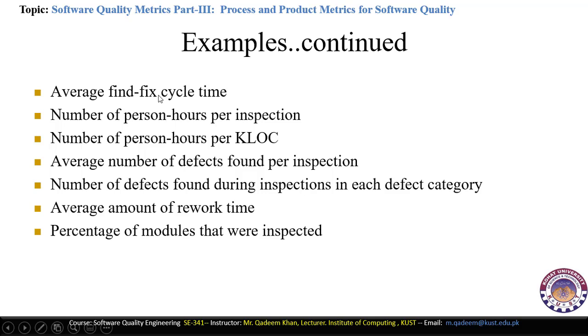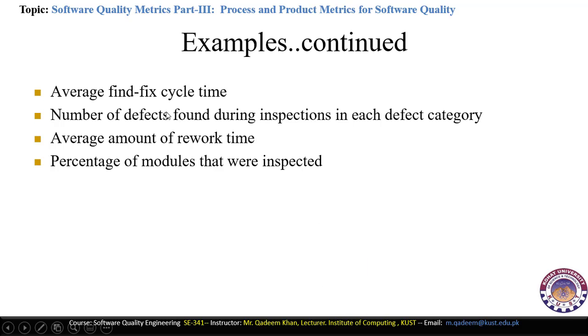Similarly, average find and fix cycle times means that if we fix particular values for particular errors, then we identify that here. Number of defects found during inspection in each defect category. Here we will count the number of defects that are identified by the inspection teams for each defect category. The defect category may be, for example, medium defect category, high defect category, or low defect category. These are in fact certain categories which define the severity of the defects.